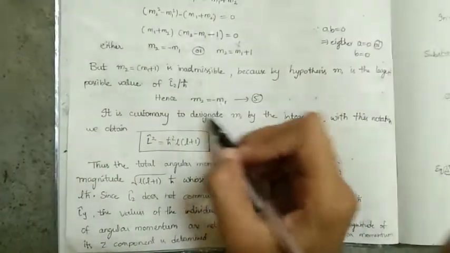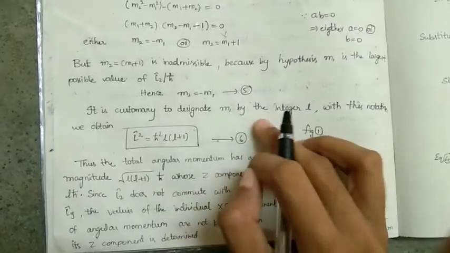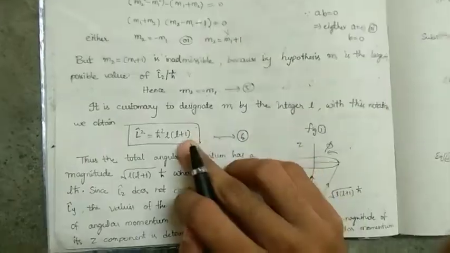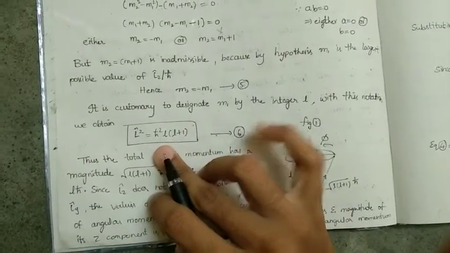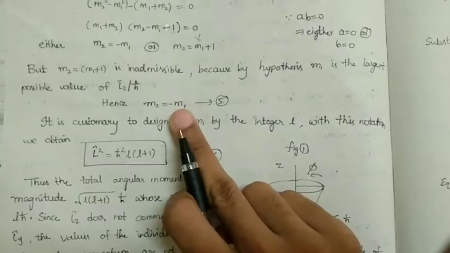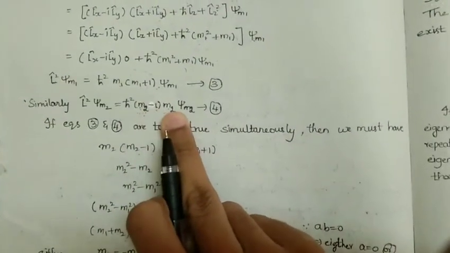Hence we are having this equation. It is customary to designate m1 by the integer L, and then we obtain this notation. So if we replace m1 by L in this equation, we would have L into L plus 1. And here also, as we have said, m2 is minus m1. So if we substitute minus m1 minus 1, here also minus m1.